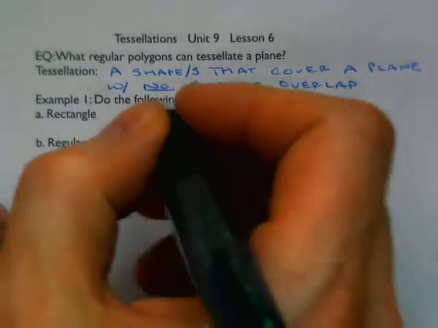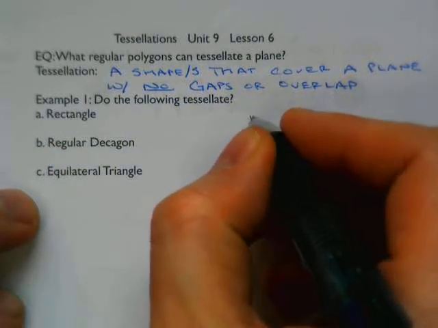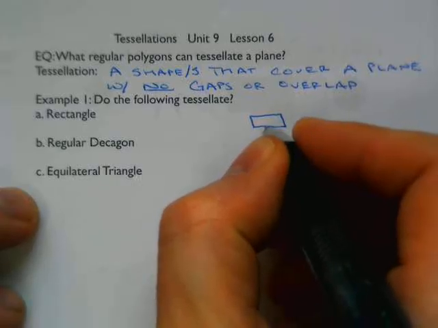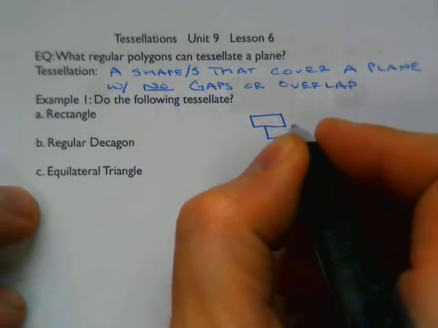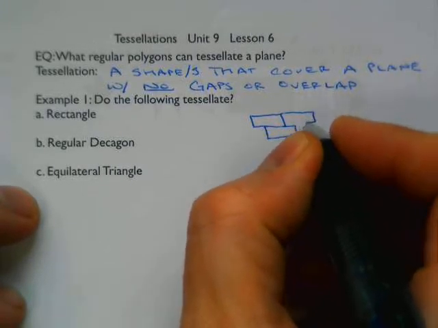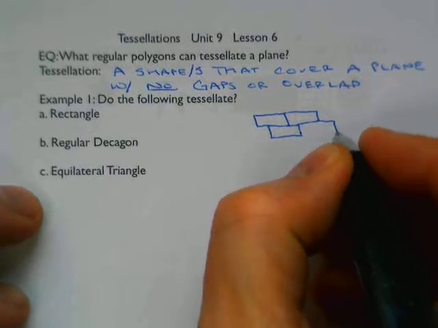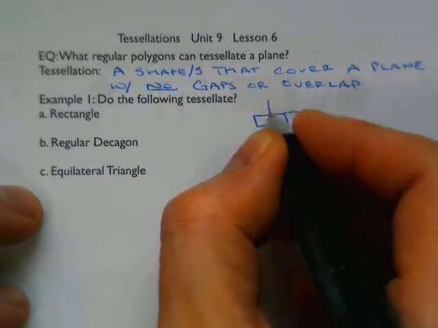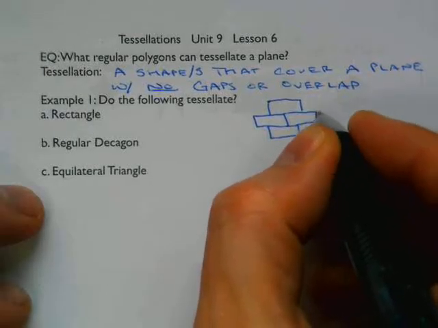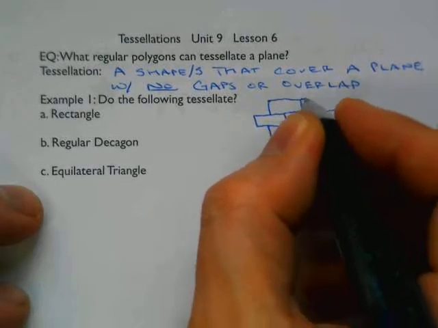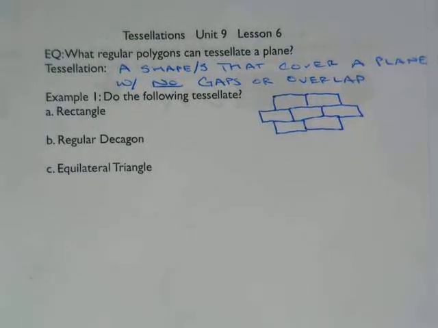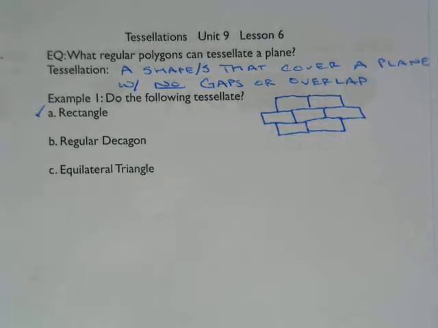Well, a rectangle. Is it a repeatable shape that would cover a two-dimensional space with no gaps or overlaps? And as you can see here as I draw, that's the case. I mean, think of a brick wall. A brick wall is an excellent example of rectangles tessellating. There's no gaps, there's no overlaps, and it covers that two-dimensional space. Check. It works.